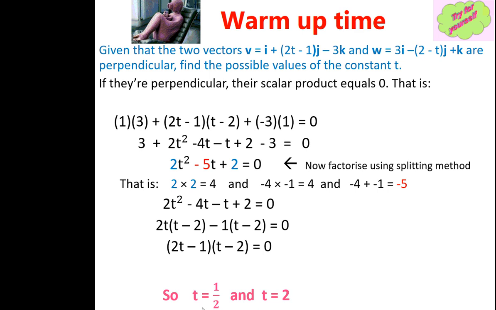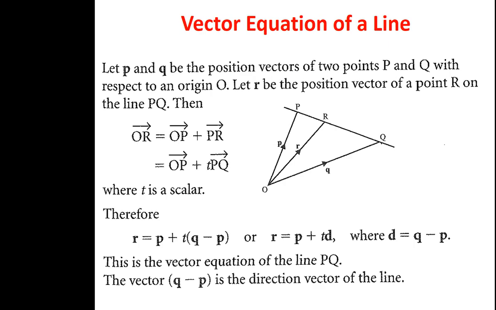Okay, now let's move on to the actual thing that we're doing now, which is this. Okay, vector equation of a line. Okay, so let P and Q be vectors. So let those be the position vectors. Remember, position vectors originate from the origin. So they start at the origin by definition. Position vectors of points P and Q with respect to the origin O, of course.